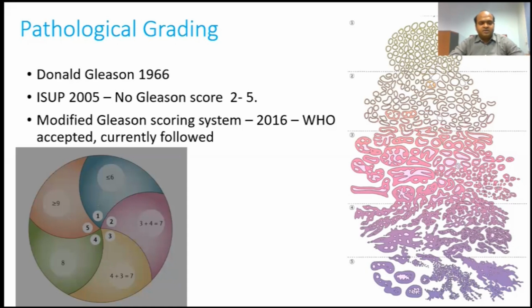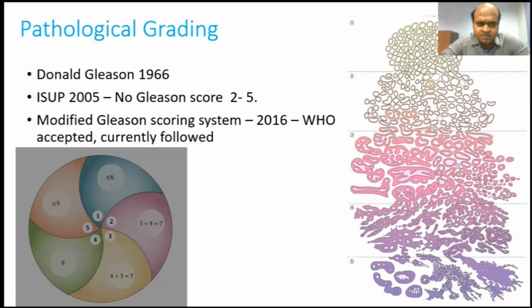Coming to pathological grading of prostate cancer, the pathological grading of prostate cancer was first described by Donald Gleason in 1966, and subsequently the International Society of Urological Pathology standardized it in 2005, and they have described the Gleason grade from 2 to 5. So far as prostate cancer pathology is concerned, grade 1 is the most well differentiated prostatic gland which is not cancerous. So 2 to 5 is from well differentiated to very poorly differentiated prostate cancer.